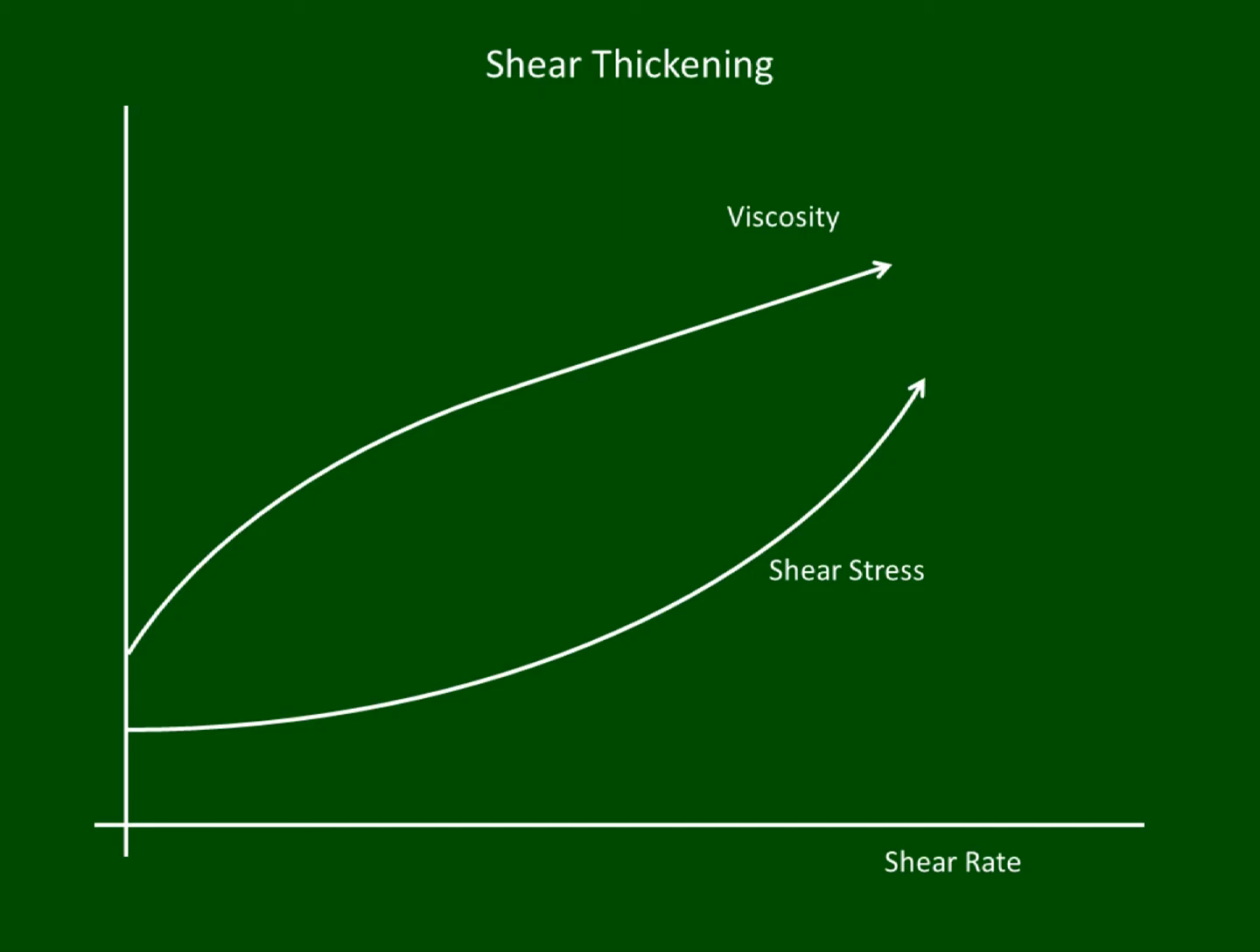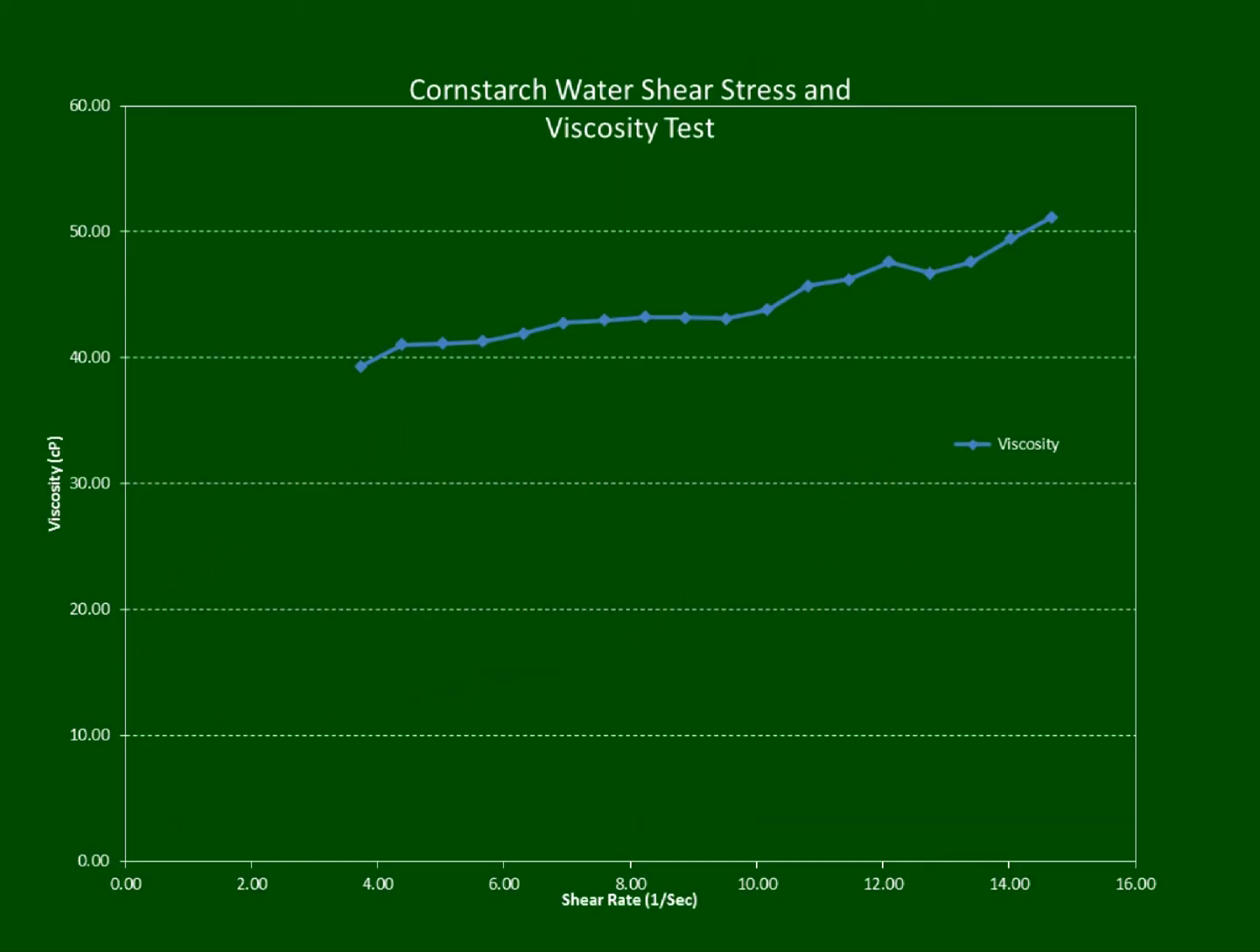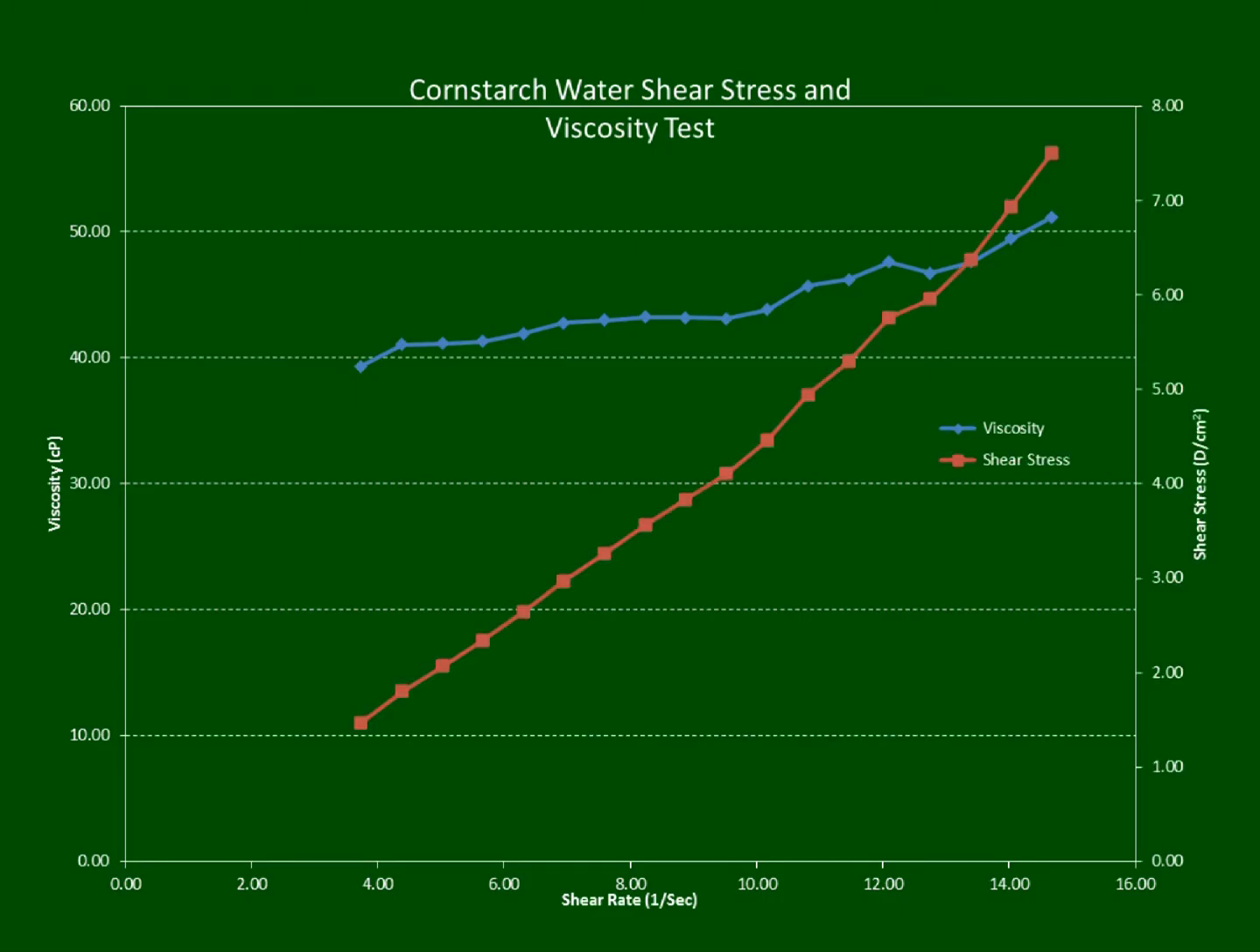with the mixture. If we look at a plot of viscosity as a function of shear rate of this mixture, we can see that it increases as we'd expect. Furthermore, if we take a look at the shear stress as a function of shear rate, we can see that it increases non-linearly. These indicate that our mixture is indeed non-Newtonian.